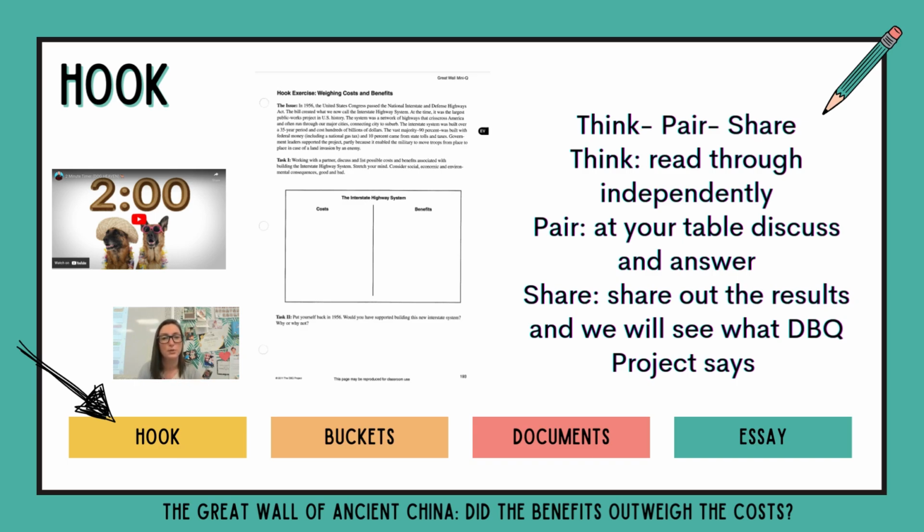So students are going to go through this as instructed up here. You are going to think, pair, share. Read through it independently, read all of the instructions, and think of some of your answers. Then I will let you know when it's time to pair up and discuss at your tables. I will put a timer up on the board, or you can pause and time yourself. It says 10 minutes, but I think you need about 2 minutes for your pair and then share out, so that you can see the results and spot check what the DBQ project thinks you should have.